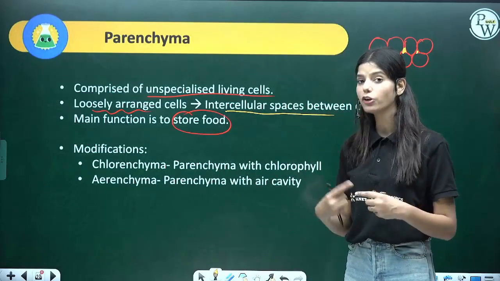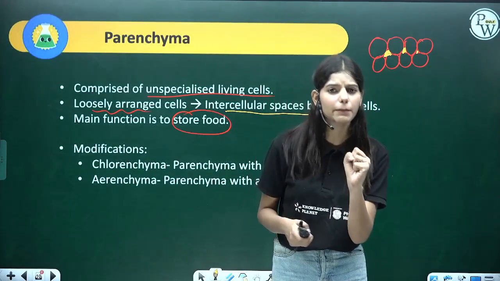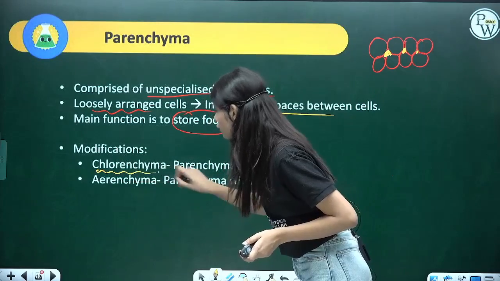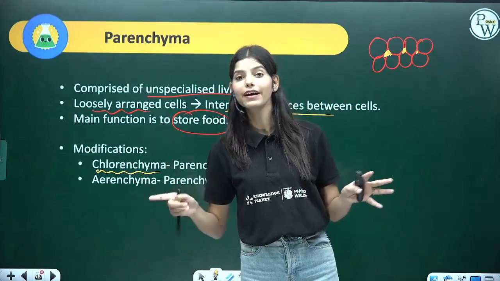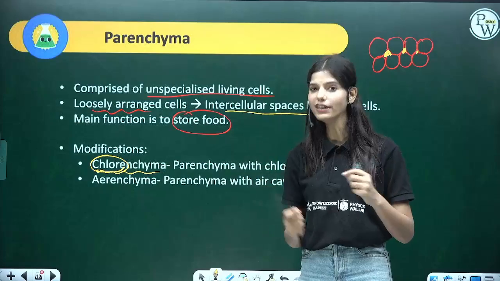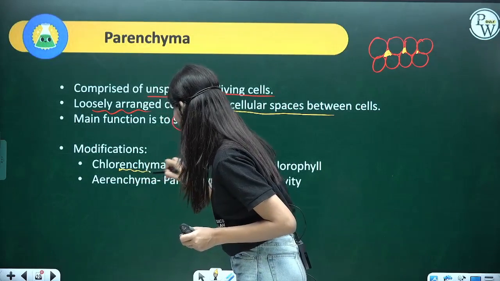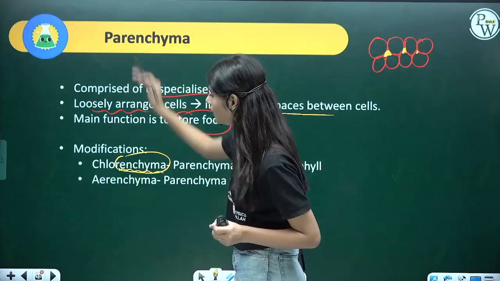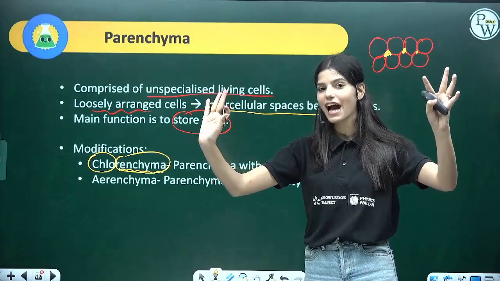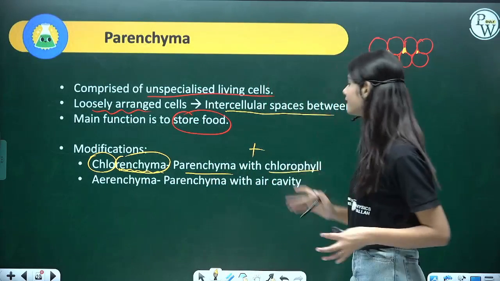Okay, now guys, talking about the modification. Parenchyma can have modifications. So basically sometimes parenchyma can have green pigment called chlorophyll pigment, and this kind of parenchyma is what we call Chlorenchyma. So don't get confused between Chlorenchyma and Collenchyma. Here we have chloro, okay? So this chloro word is there for chlorophyll pigment, and this part, renchyma, is there for parenchyma. So parenchyma which contains the chlorophyll pigment will be called Chlorenchyma, okay? So here parenchyma plus chlorophyll pigment will be called Chlorenchyma.